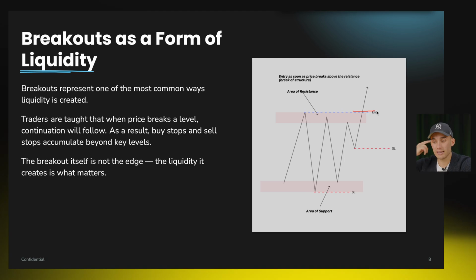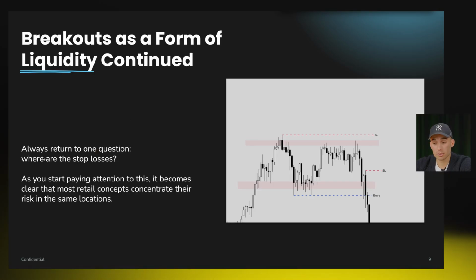Now, understanding that is important, but now you need to ask yourself, where is their liquidity going to be formed? And I have it marked on for you guys right here, down at this low, and of course, down at the lows at the very bottom, okay? So this is what we call just a normal breakout kind of trade. So here we have more breakout examples. Always return to one question. Where are the stop losses? Okay, like we've been talking about here.